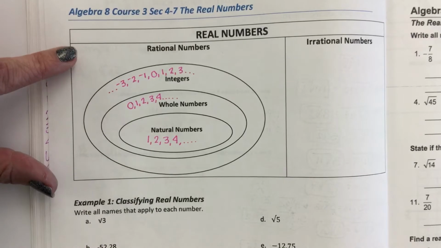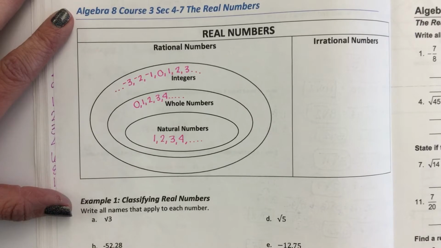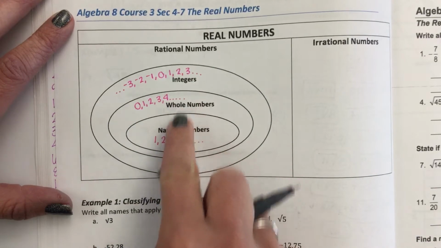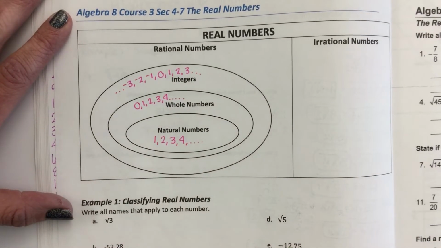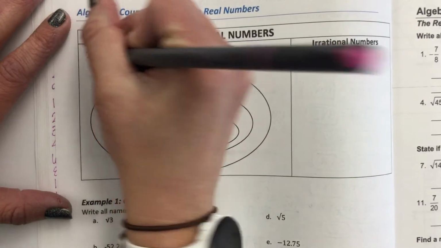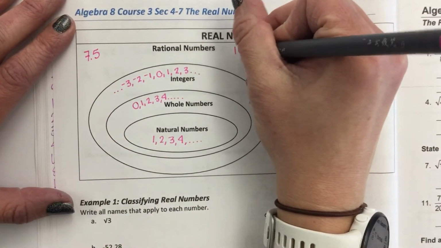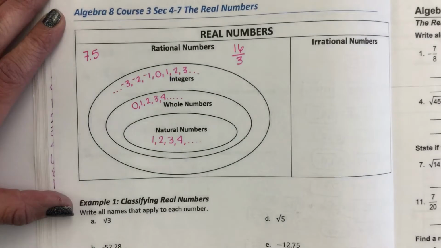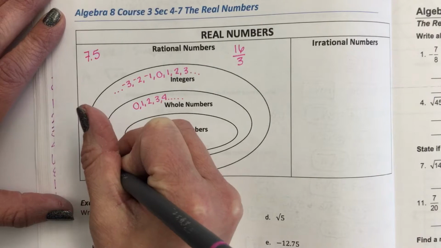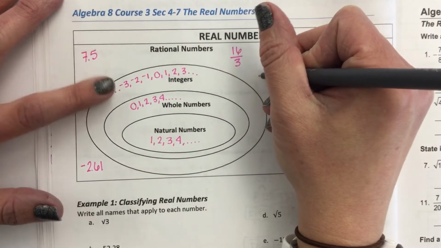Now, rational numbers. The definition of a rational number is any number that can be expressed as a fraction, basically, okay? So rational numbers include integers, whole numbers, and natural numbers, but they also include our decimals and our fractions. So for example, 7.5 is a decimal. That could be expressed as a fraction though. 16/3 is a fraction. -2.61. It's a nice decimal. It could be 61/100ths. This could be expressed.